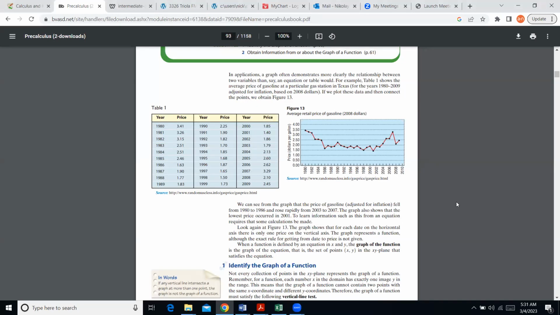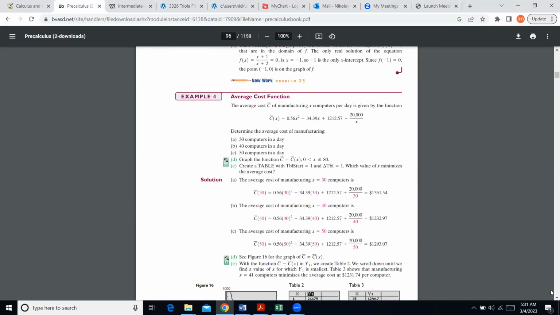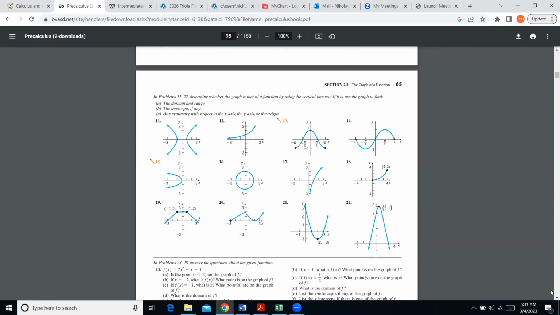That's where we found the quiz. And the question was dealing with the graph of a function. So I think problem number 16 we had for the quiz, right? In exercise number 16, we need to decide if that's a function or not. And the answer is no, it's not a function because there are plenty of vertical lines that intersect the graph of the circle at more than one place.